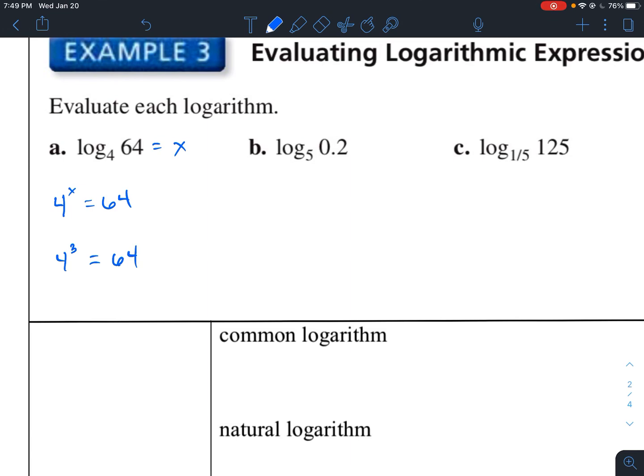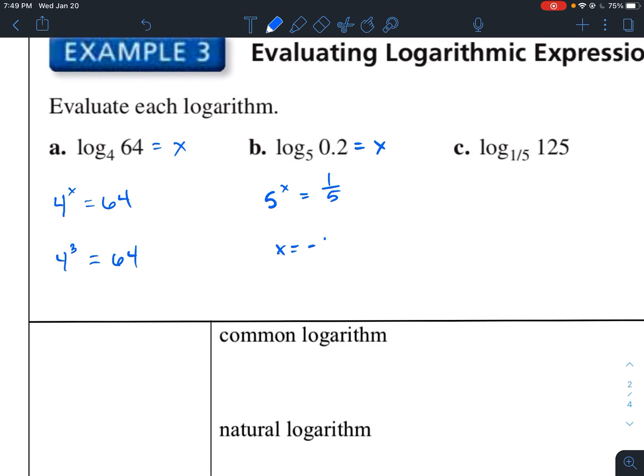Now for B, remember that if I'm evaluating it, it's going to give me some value x. So now I have an equation, 5 to the x power is equal to 0.2. Now, 0.2 is just 1/5, right? We actually already solved something like this earlier, but 5 to the -1 power would give me its reciprocal. So I know that x would have to be -1.